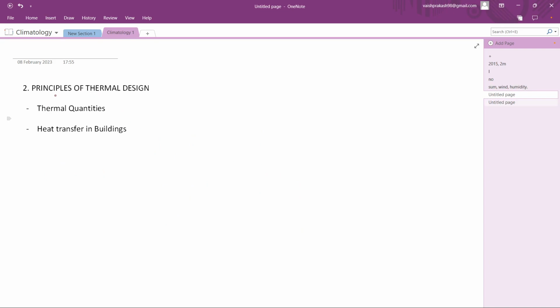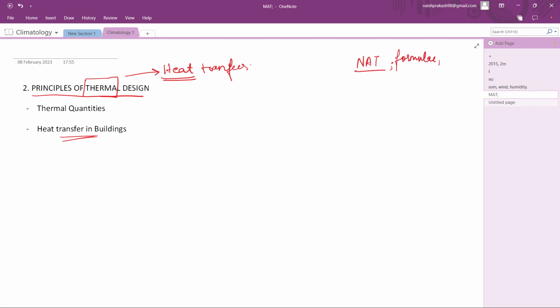Next, we're going to learn about principles of thermal design. So when we say thermal design, it basically has to do with heat. So like I said earlier, it's going to talk about heat transfers in buildings, right? This is quite an important subject because this is where most of the numerical questions have come from. It has some formulae that we need to understand, as well as some terms.